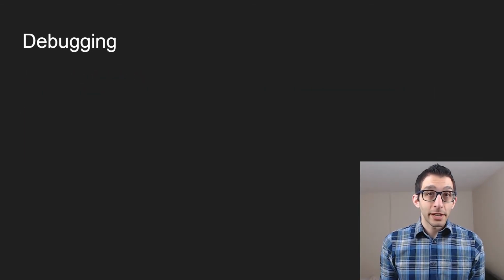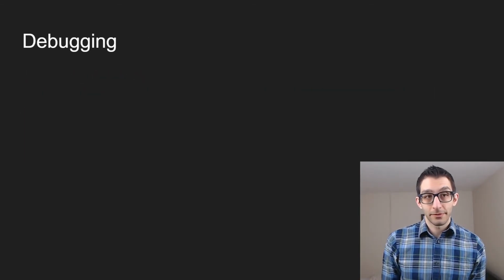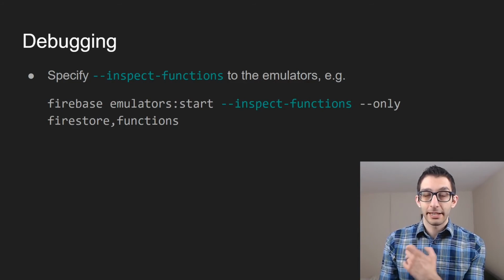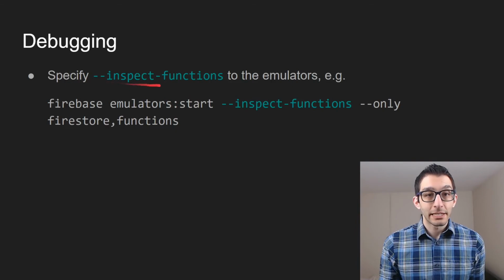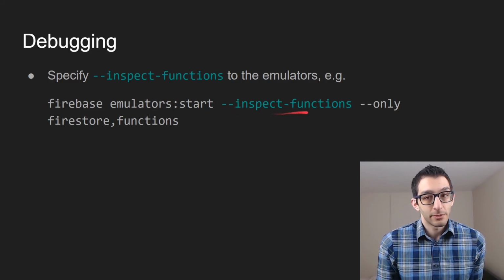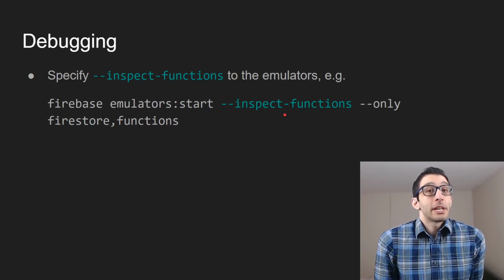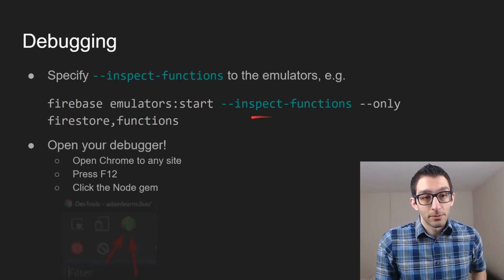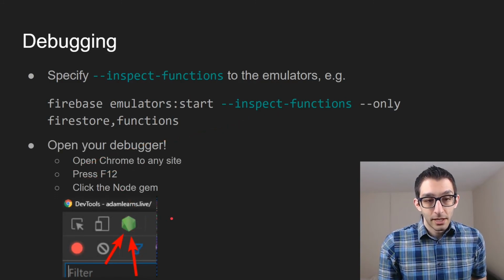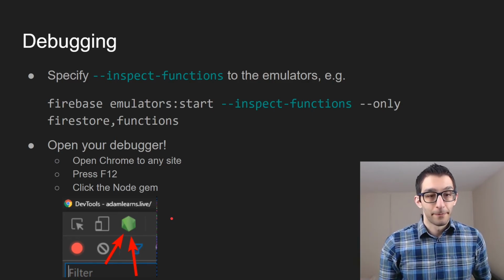Whenever you do run into such an error, you can always debug the functions very easily. If you're used to Node.js, then you've seen inspect and inspect-brk. You have the inspect-functions flag that you can add on to the emulator command. So here we just call firebase emulators:start, and we pass in that flag. And then you can use any debugger that you want. I tend to use Chrome, so what I do is I open Chrome, I press F12, and then I click that little Node icon, and that's it. Now I'm able to debug.